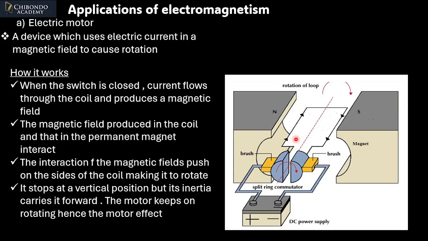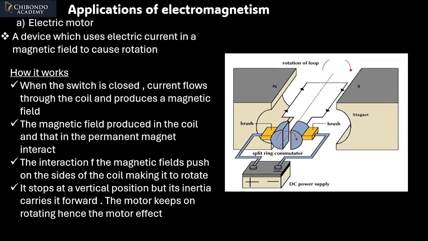But when it stops vertically, it doesn't carry any magnetic field lines. These magnetic field lines are not cut, or they do not interact, at the vertical position. It means there won't be a force on the conductor. But since it was moving before, its inertia will carry it forward. Hence, it will slightly bend at an angle and it will cut some field lines, which will again make it rotate. Hence, it keeps on rotating until the DC power is removed.